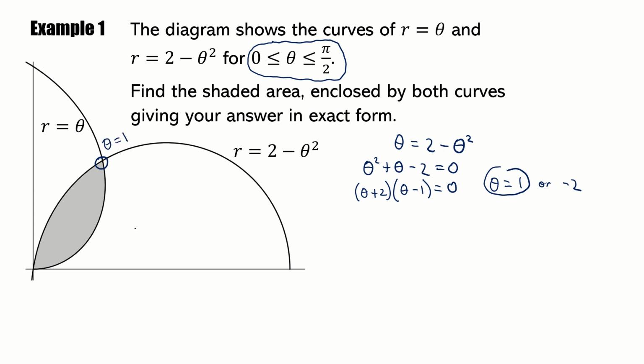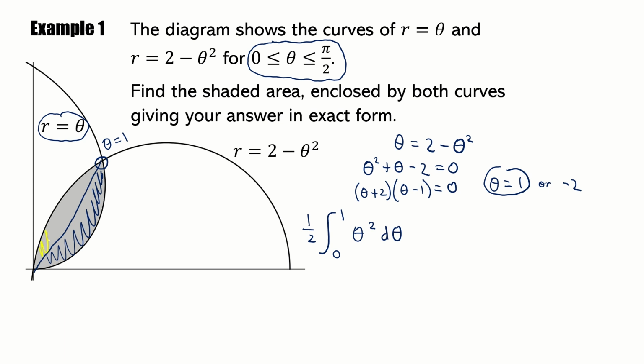That's interesting because it now means that if I want to find this shaded region, that point of intersection is going to provide the boundary between the two curves, and therefore the first bit of the shaded region, this bit here, is the area that's bounded by r equals theta between theta equals 0 and theta equals 1. So therefore the first bit of that area is going to be half lots of the integral from 0 to 1 radian of theta squared with respect to theta.